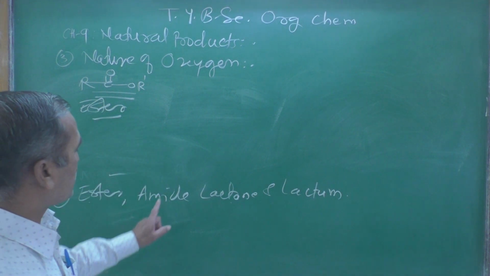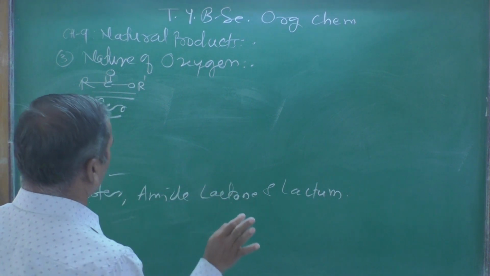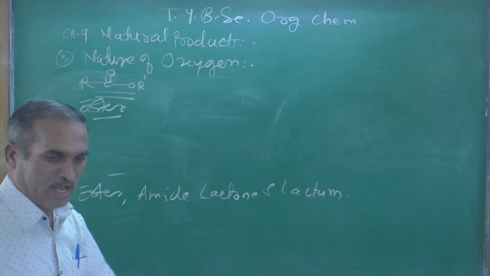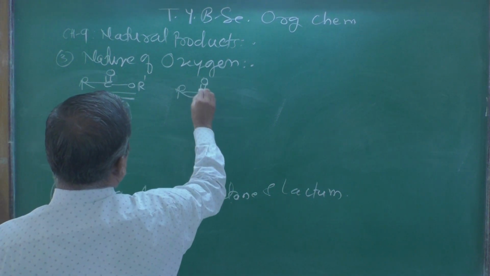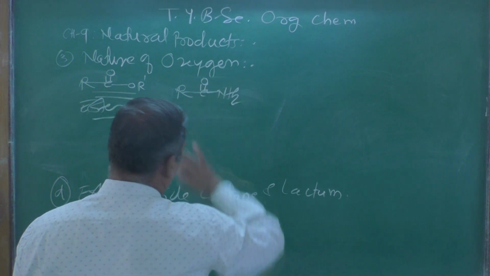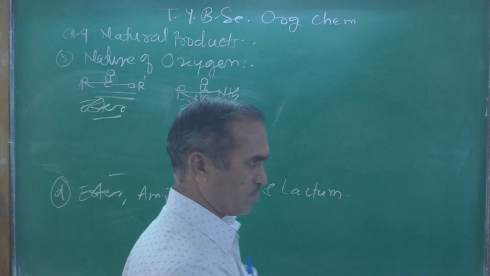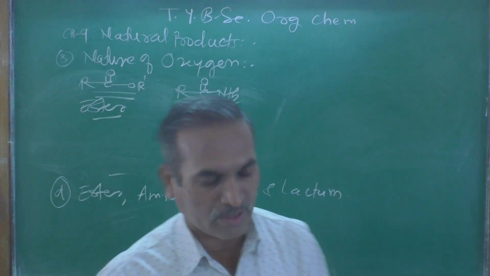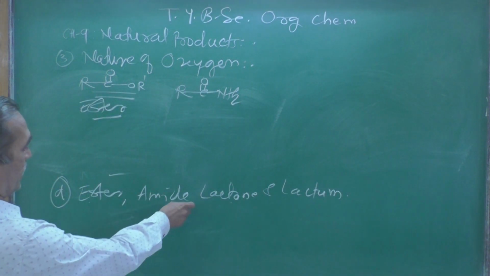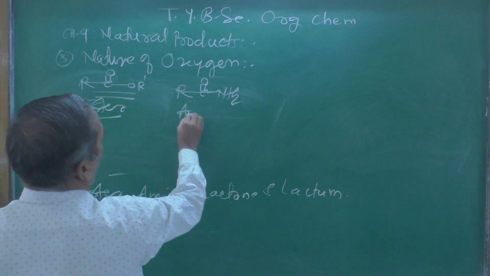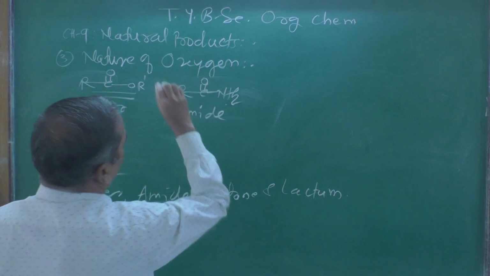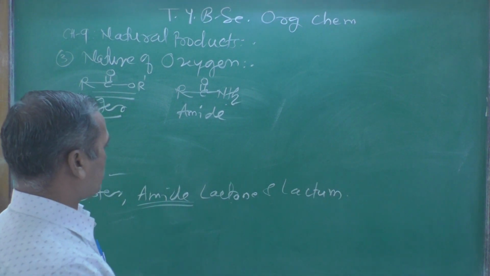Now the second one is amide. Most of you might know amide also. The amide has the general formula RC double bond O NH2, that is the primary amide. There are also secondary amides and tertiary amides, but we are not going into the detail of that. Here, amide means it has the general formula RC double bond O NH2.